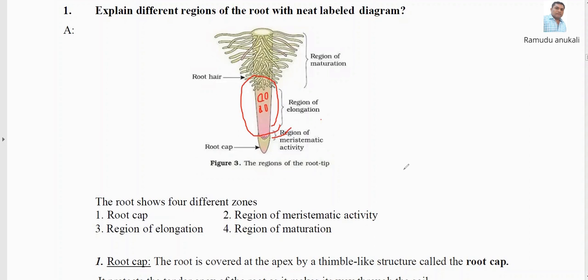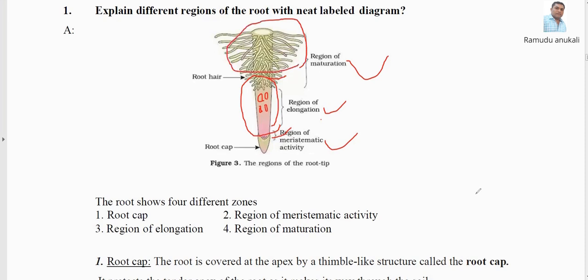So the cells which are present in the root region of elongation increase their size and length. Mainly their length will increase, so the region of elongation is longer than the root cap and the meristematic region. It is the region between meristematic and maturation. So this region of elongation is present between the region of maturation and the region of meristematic activity.